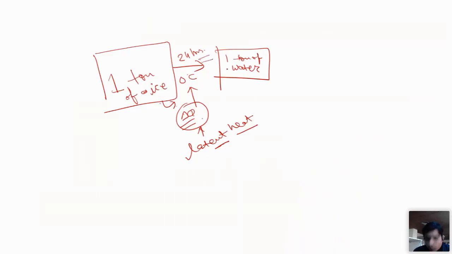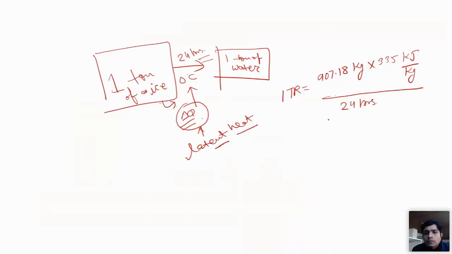in 24 hours. If I want to express this as a formula, then 1 TR must be equal to 1 US ton, meaning 907.18 kilograms, into the latent heat of melting, or latent heat of freezing, which is equal to 335 kilojoule per kg, over the time of 24 hours. When we convert this, we get approximately 12,400 kilojoule per hour.